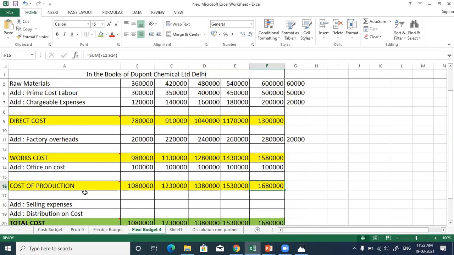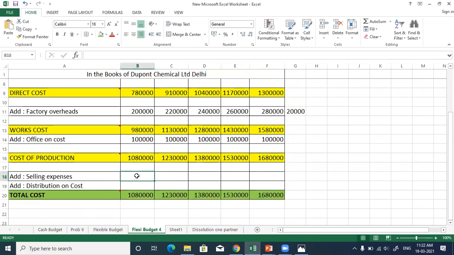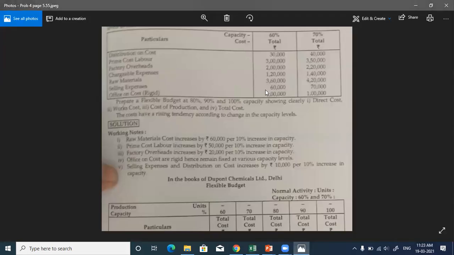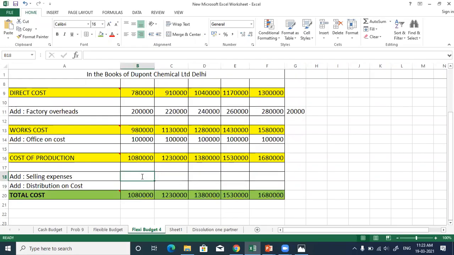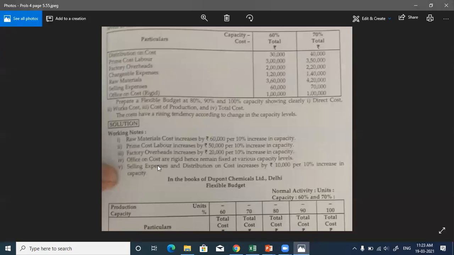Your cost of production. Now focus on selling expenses. Let's go to the problem. Selling expenses is 60,000 and 70,000. I'll write here at 60% it is 60,000, at 70% it is 70,000. Okay. Now what is the additional information saying? Selling expenses and distribution expenses will increase by 10,000 per 10% increase in capacity.